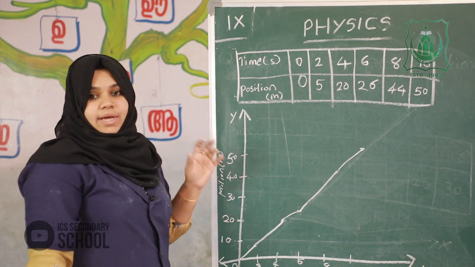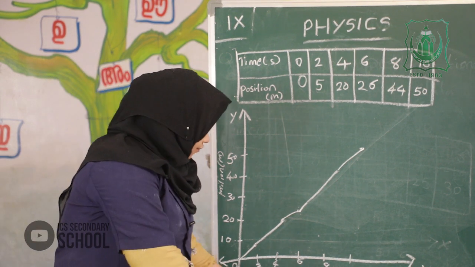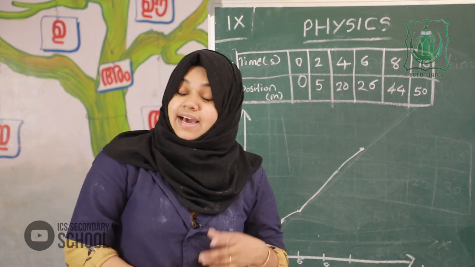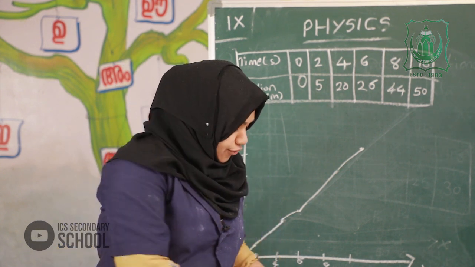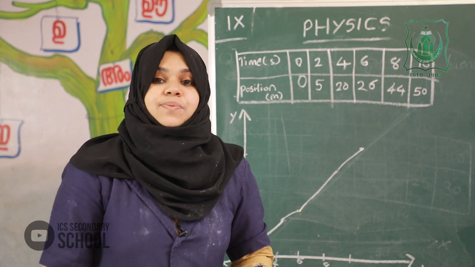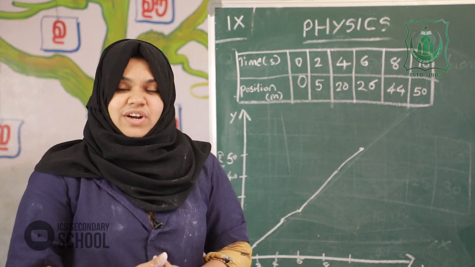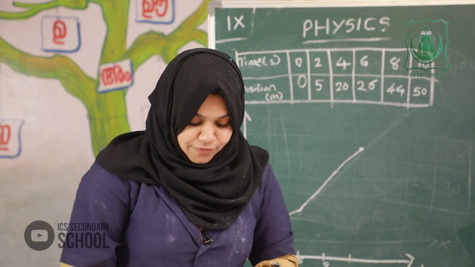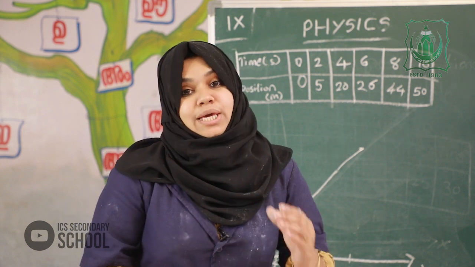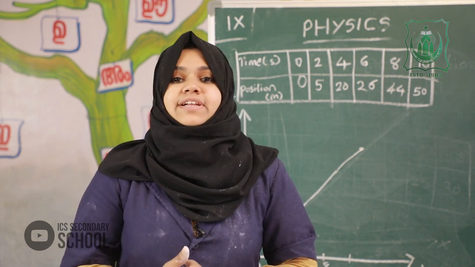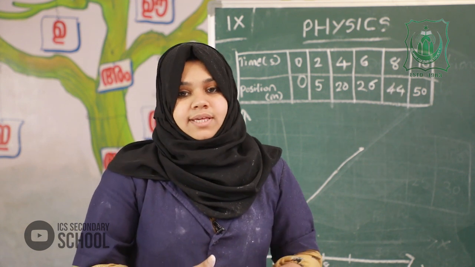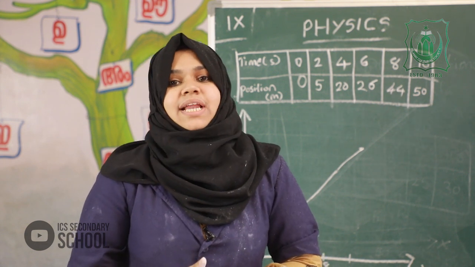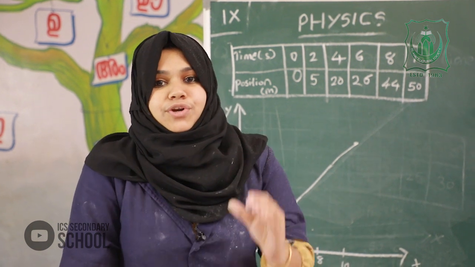So we learned last year about uniform speed and non-uniform speed. What is meant by uniform speed? If a body in motion covers equal distances in equal intervals of time, it is known as uniform speed. Equal distance in equal intervals of time is uniform speed.